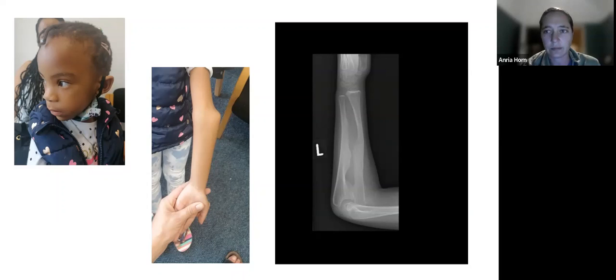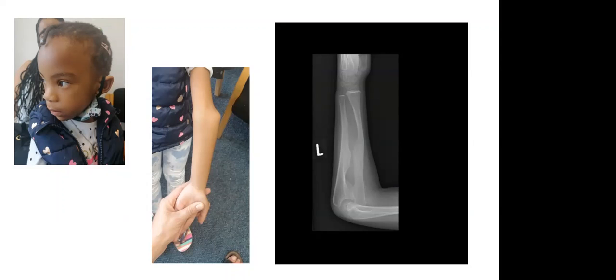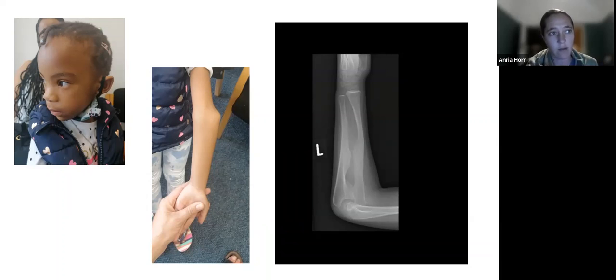Elbow? Moving more proximally, the proximal radio-ulnar joint, the radius is dislocated. The ulnar humeral joint looks relatively normal. The radius is dislocated. So in terms of diagnosis, radial head dislocation and what you called synostosis of the radius and the ulna.